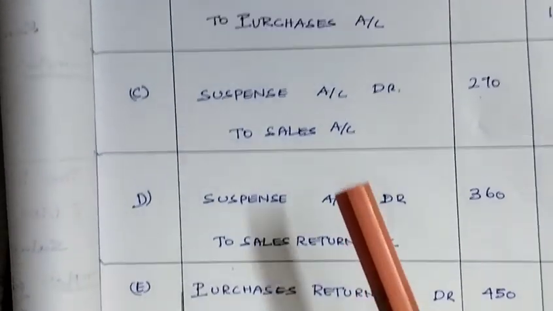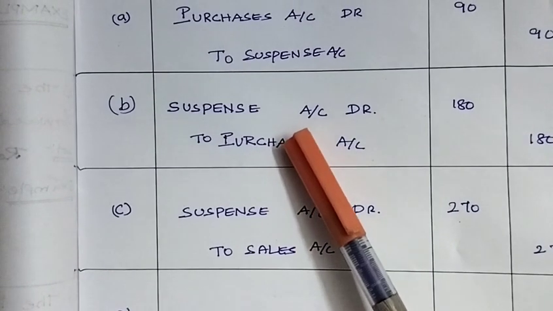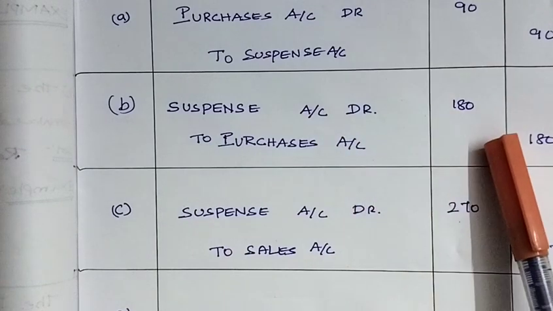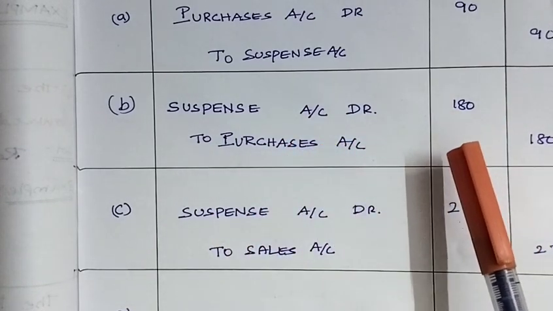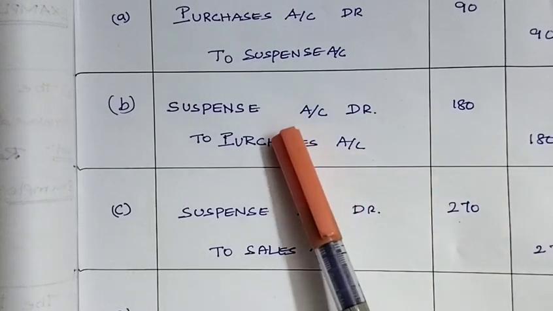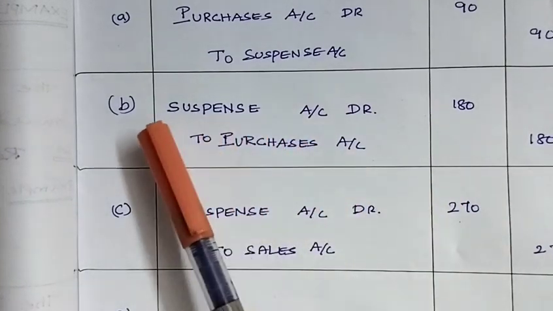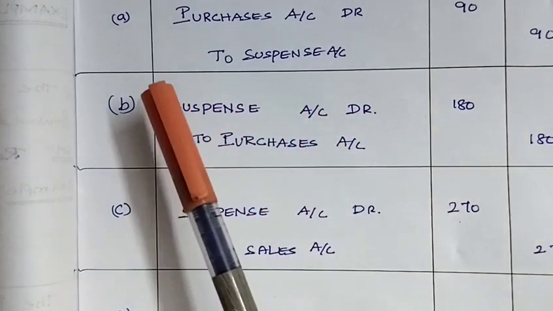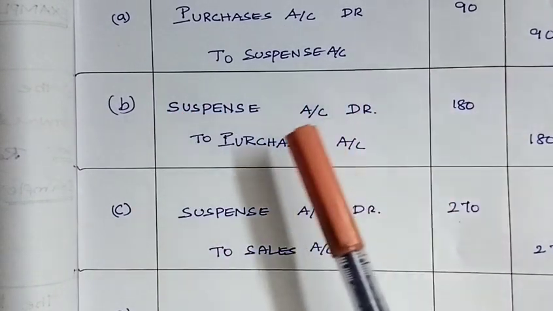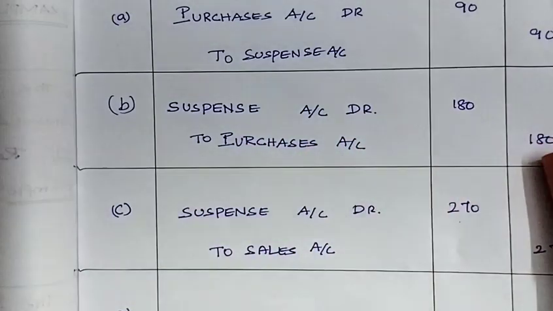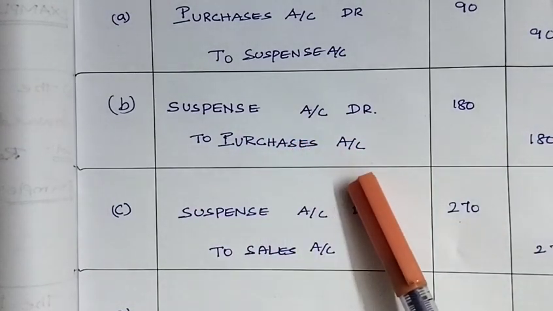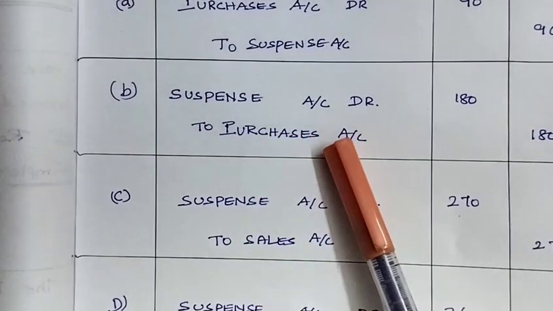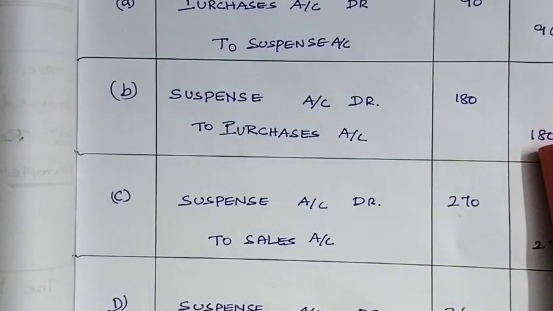So listen, the opposite journal entry for the purchases account is that you should credit the purchases account. So purchases account should be credited. For the other side, you have to use the suspense account to rectify this error on the debit side. So suspense account debit 180 rupees, to purchases account 180 rupees. Purchases account should be credited with 180 rupees.